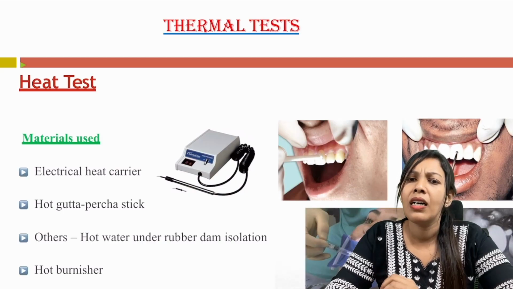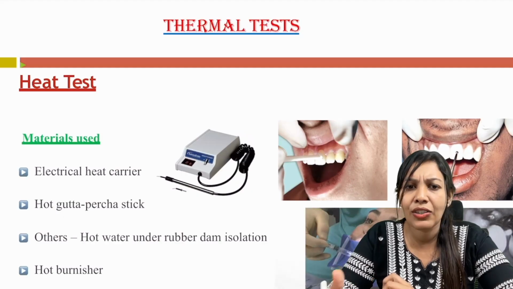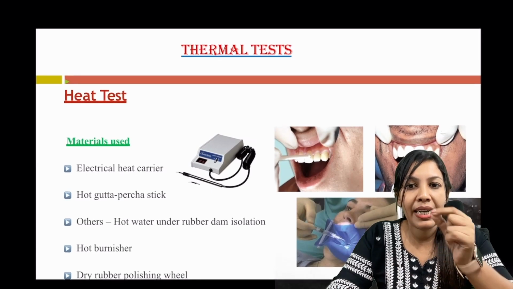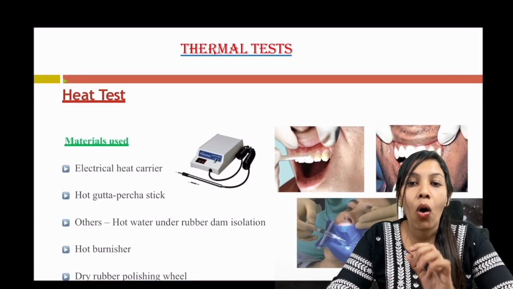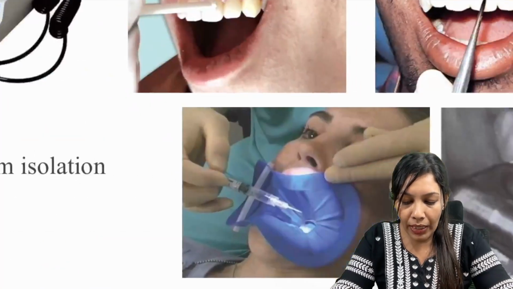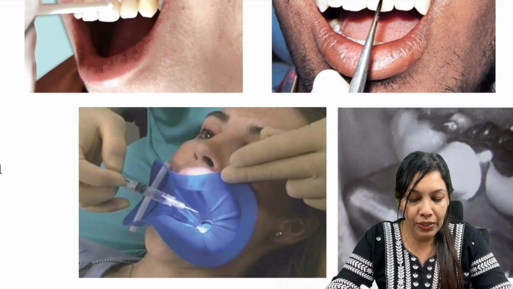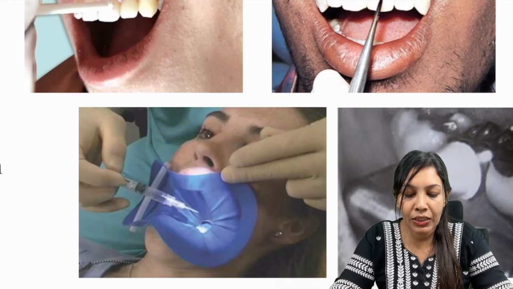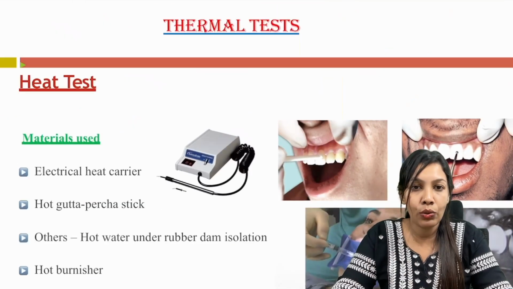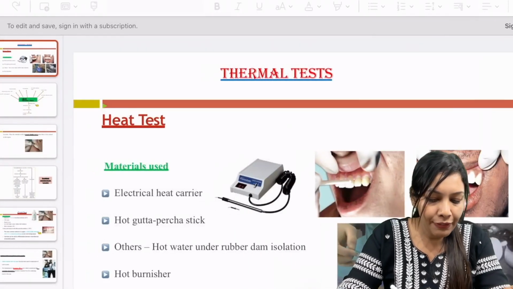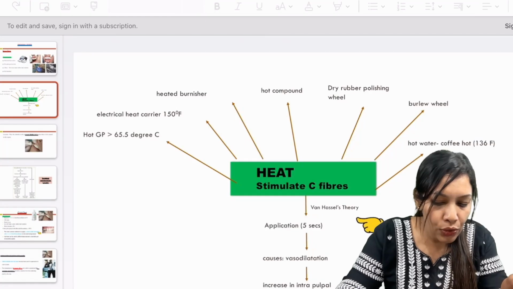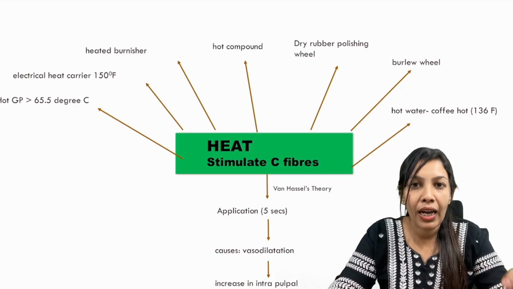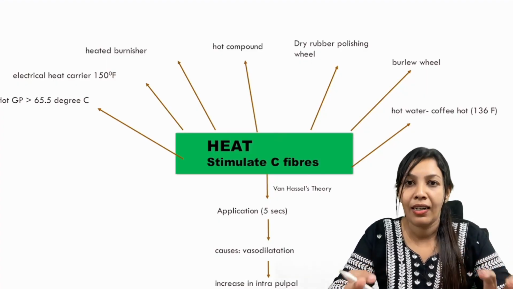So heat test uses heat carrying devices like electrical heat carriers and hot gattapacha sticks. Gattapacha will be heated and applied on the tooth. Hot water will also be applied on the tooth surface, as you can see in this image. And we'll be using some burrs or burnishers with heat applied onto the tooth surface, right? After that, we need to know the temperature at which each material works.